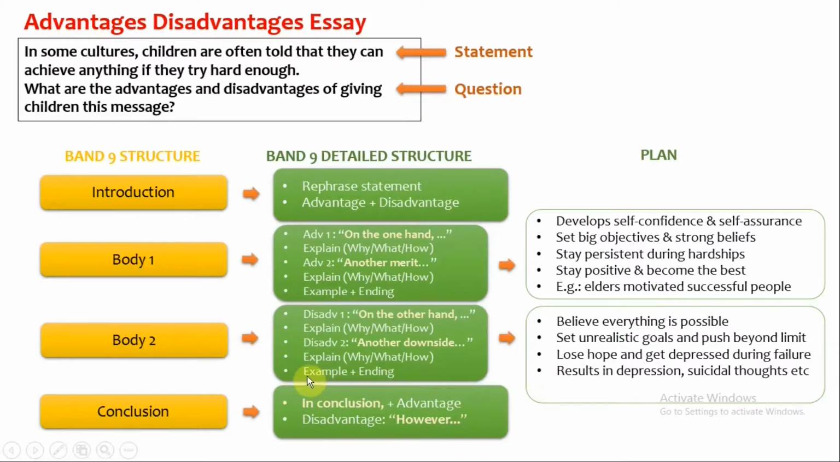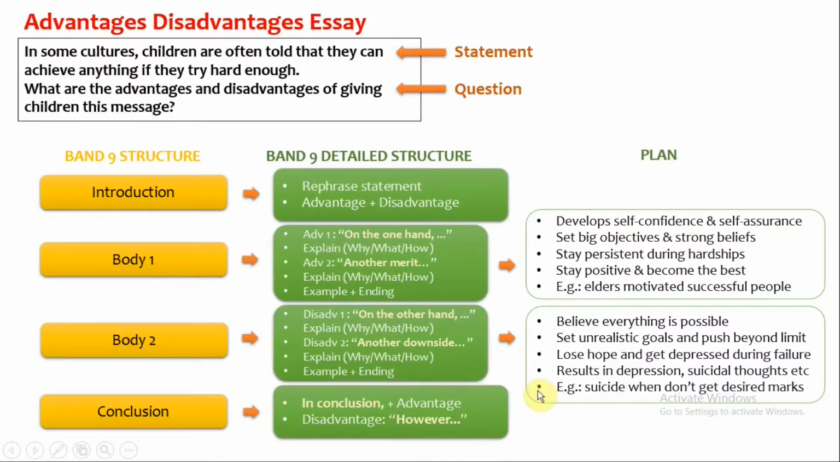The last sentence should have one general example for the disadvantages, and you can make your own. One example is enough because each para should have 5 to 6 sentences, so don't exceed that. Here the example can be of children who get depressed and commit suicide when they fail in exams.